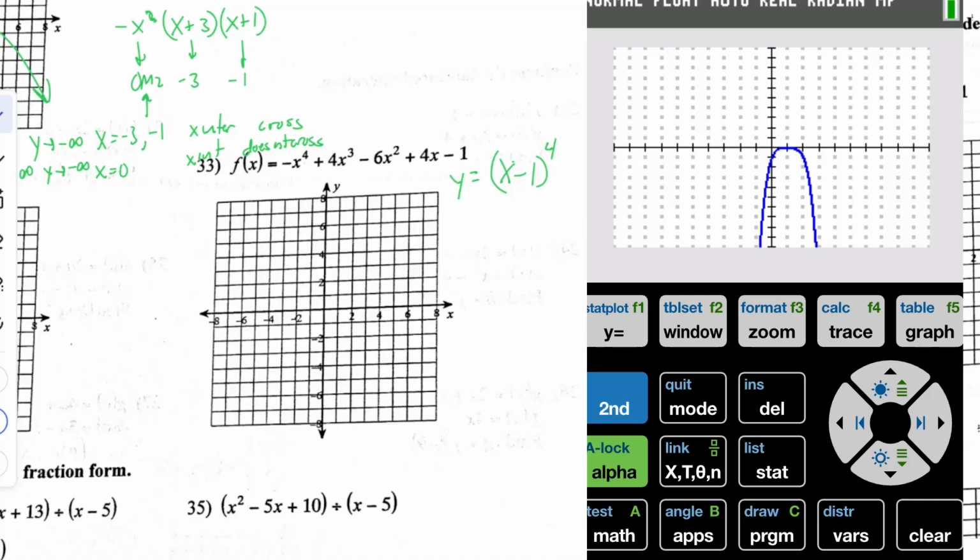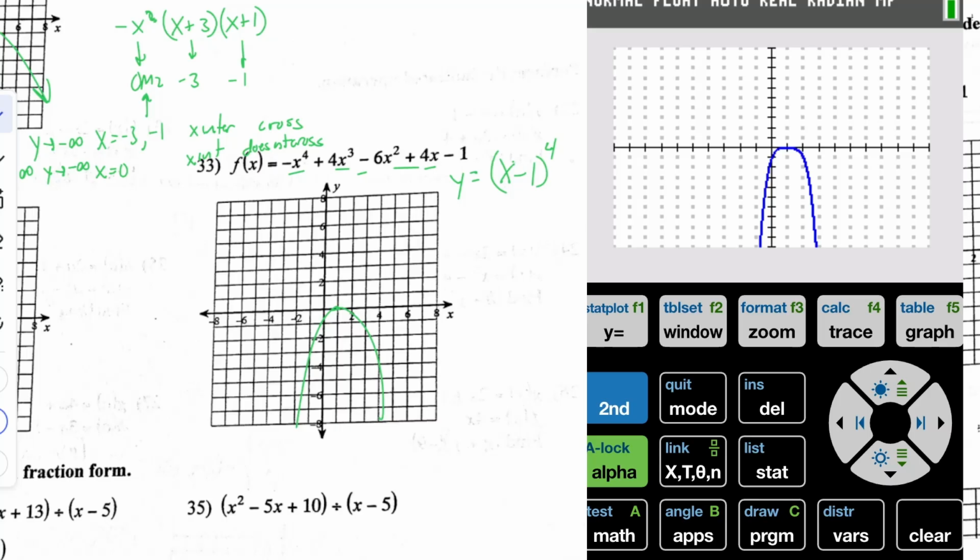Okay, so I'll just graph that. I should probably do the y-intercepts more carefully. So for that, I would plug in 0 for x, and it looks like I'd get negative 1, so it looks pretty good. Let's see.